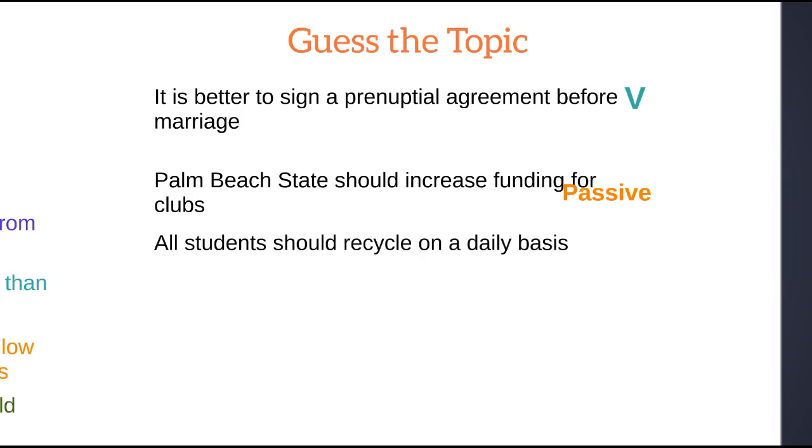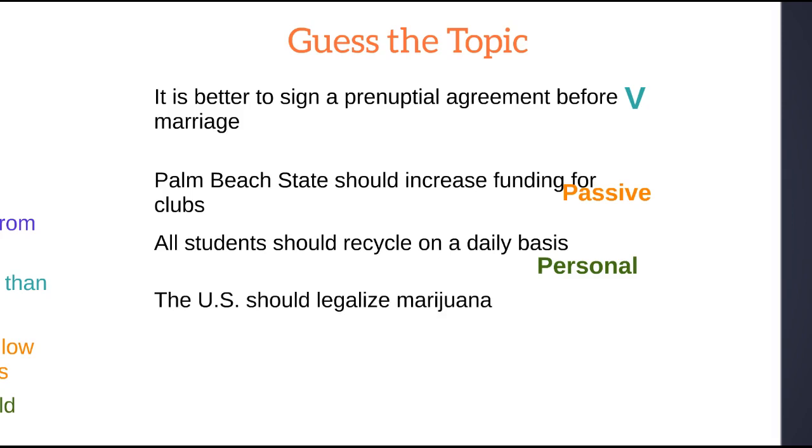All students should recycle on a daily basis. So take a second to figure out what that is. This one is personal. The audience would have to make the change. The U.S. should legalize marijuana. So that is passive. Hopefully you got that one. Again, because the U.S. government would have to do it.